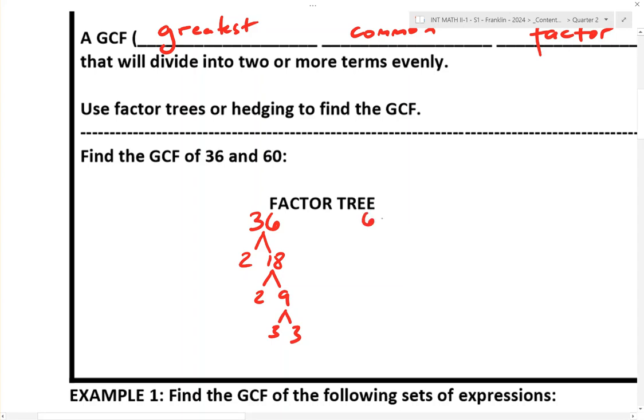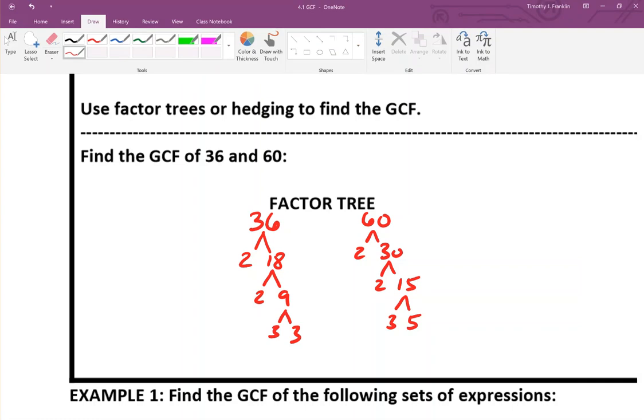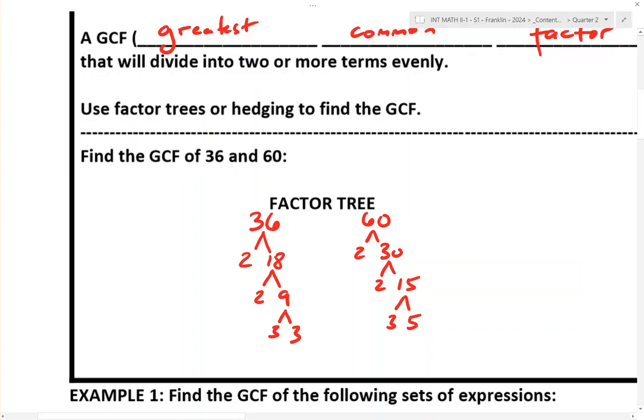Now let's compare those to the factors of 60. That's 2 and 30, 2 and 15, and 2 doesn't work, but 3 does, and that gives us 5. And so what you want to do, once you make your factor tree, is compare common prime factors. So they both have a 2, and they both have another 2, they both have a 3, and that's all they have in common: a 2, a 2, and a 3.